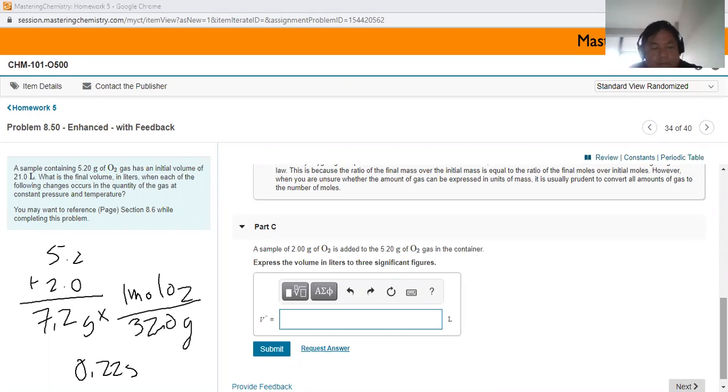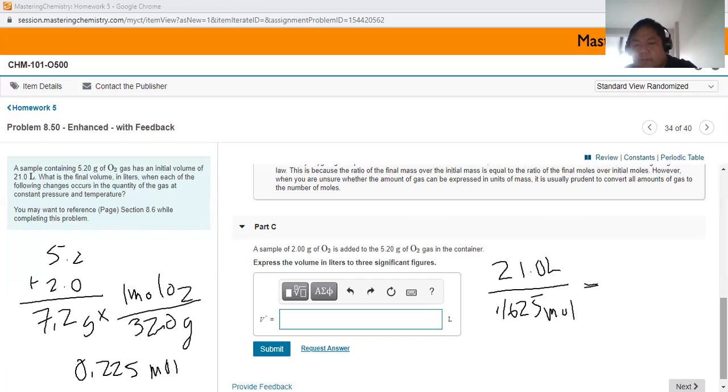And I get 0.225 mole. All right, so then again, I just set up my same thing, my Avogadro's rule. So I started with 21 liters, divided by 0.1625 mole. Remember, we calculated that in our first problem. That's equal to my unknown volume, X liters, and that'll be divided by my new amount of moles, 0.225 mole.